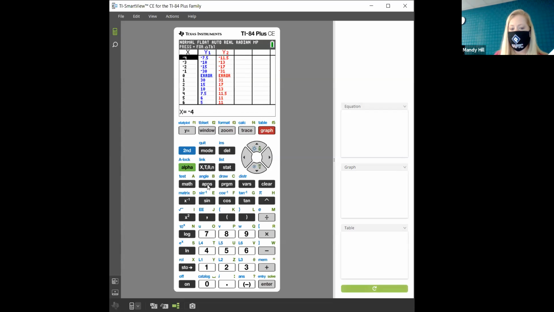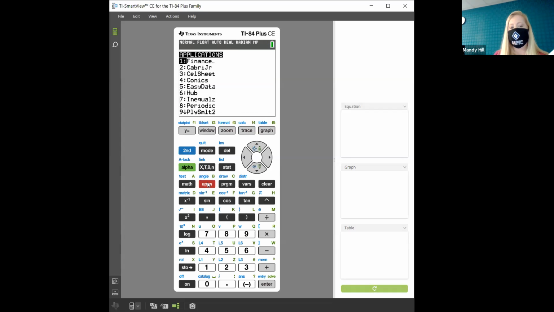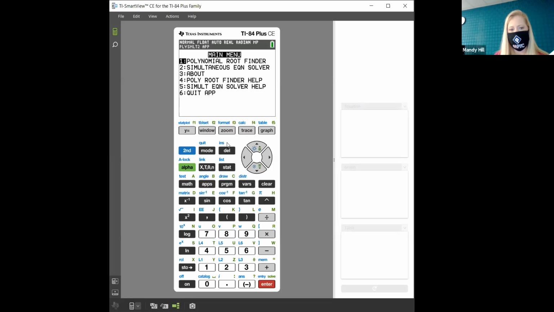The other way is to go apps. Okay, let me get out of this screen. Second graph, hit apps. We want to use number 9. And I'm not going to keep working these over and over again using this, but I will do this one this way. Enter.